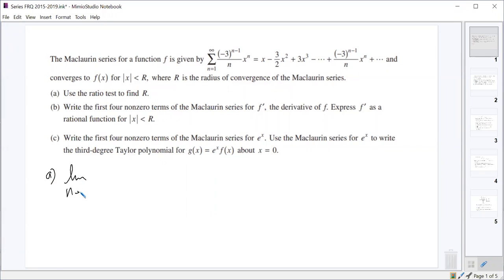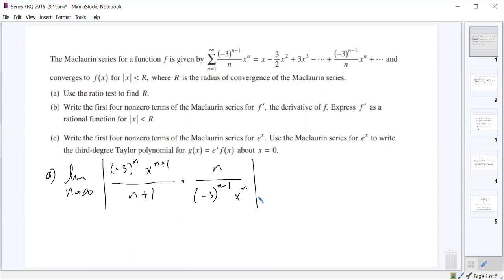We'll do the limit as n approaches infinity of the absolute value of (-3)^(n+1-1), which will just be (-3)^n, times x^(n+1) over n plus 1, times the reciprocal of that, n over (-3)^(n-1) x^n. And as we simplify that out a bit, what does that turn into?